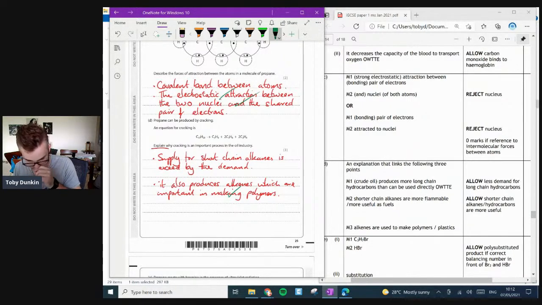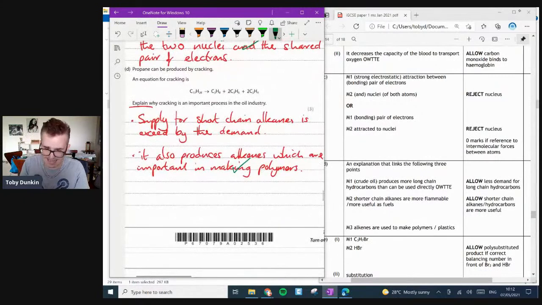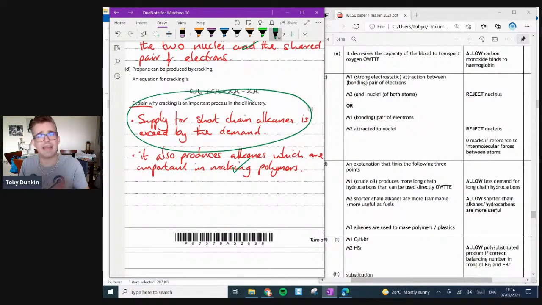Less demand for long chains. No. I disagree. Are more useful. No, it's garbage. I'd complain at them with that. Guys, that's the reason why we crack. That is the number one reason. Make sure you write that down. That is the correct answer.